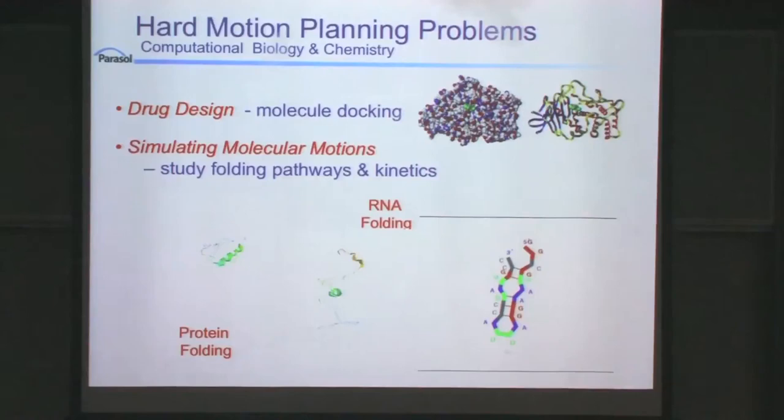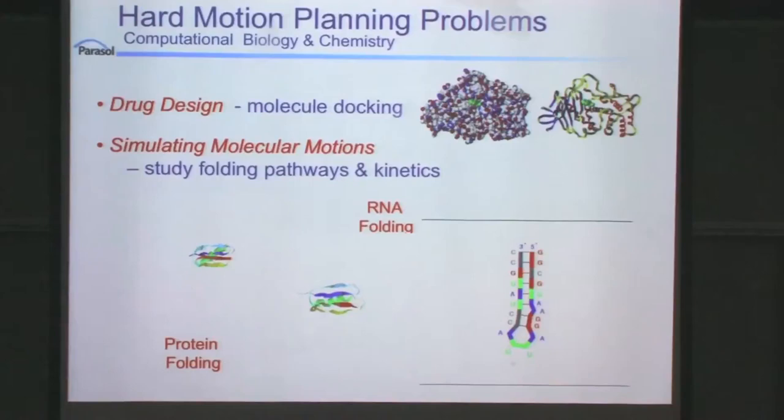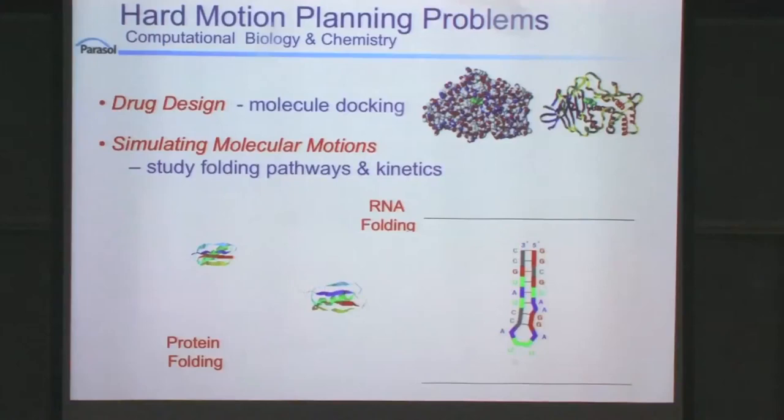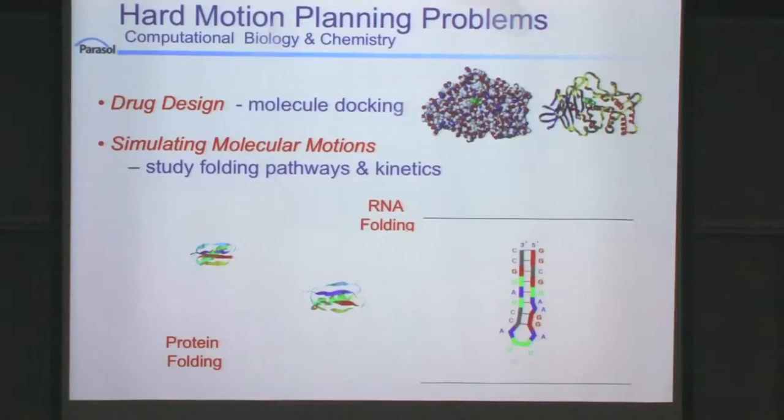Here's another kind of problem. These are molecules. So these are protein molecules, and this is an image of an RNA molecule. And they're both movable and flexible, and both of them are trying to get to their stable configuration. Now, these are all actually different versions of the same basic motion planning problem.